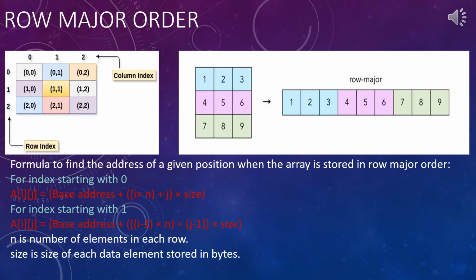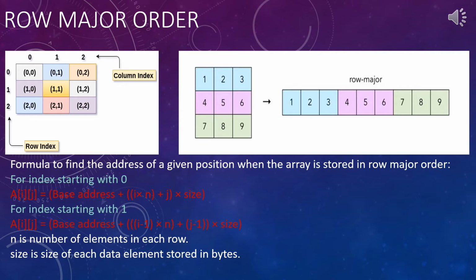Now this is the first type, the row major order. As we can see in the figure, on the left side we can see the positions, that is 0,0, 0,1, 0,2, 1,0, 1,1, 1,2, 2,0, 2,1, 2,2. And on the right hand side we can see the values stored, that is 1, 2, 3, 4, 5, 6, 7, 8, 9. So this is a 3 cross 3 array. That means it has 3 rows and 3 columns.